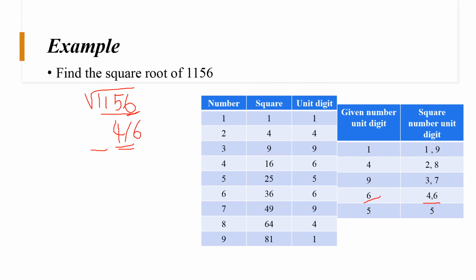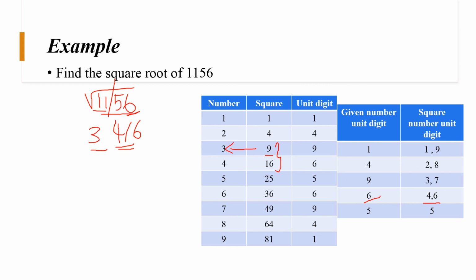Next step, we want to remove the last 2 digits, that is 56. The remaining number is 11. Here 11 lies between 9 and 16. And then find which is smaller. Here 9 is the smaller. So we will write the number corresponding to 9, that is 3.